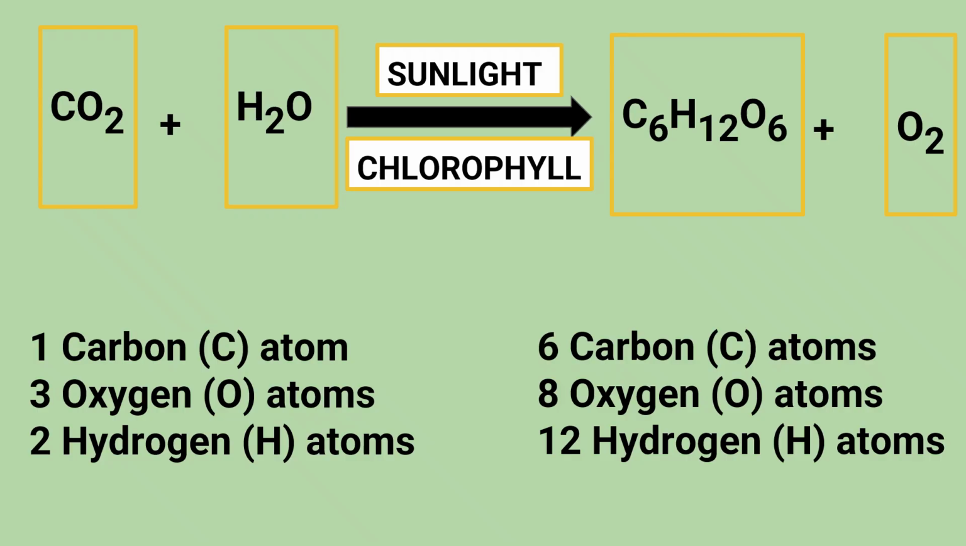We will balance the equation by adding numbers to the left of individual compound formulae so that there are equal numbers of each type of atom on both sides of the equation. We will balance one type of atom at a time.